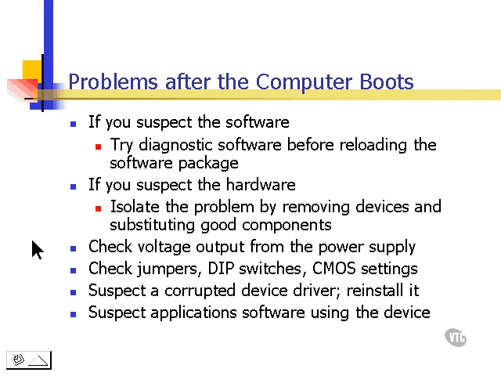We can also check the voltage output from the power supply and make sure that we've got enough of a power supply to supply all of the devices that we have installed. This is especially important if we've got an older system and we're installing some newer equipment in it. Maybe we're overloading the power supply. We also need to check jumpers, dip switches, and CMOS settings. Make sure that the computer is configured so that it can use that device.